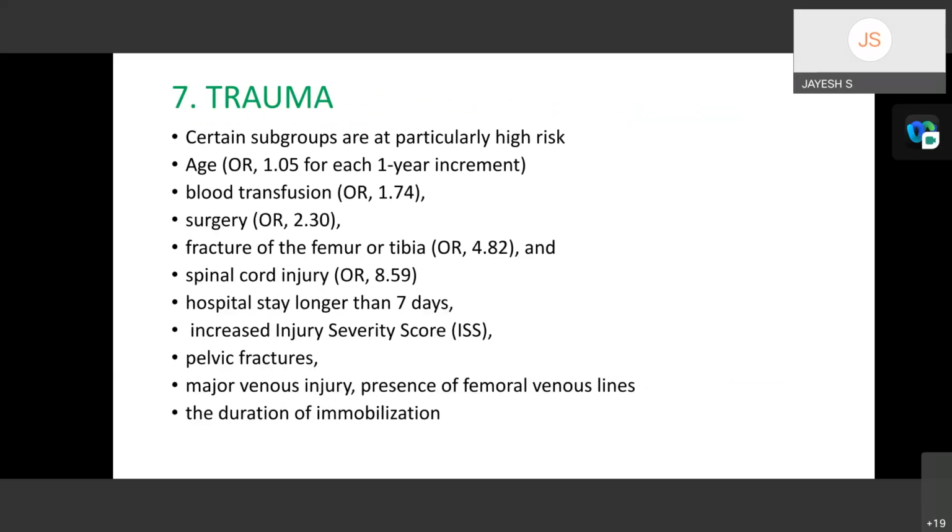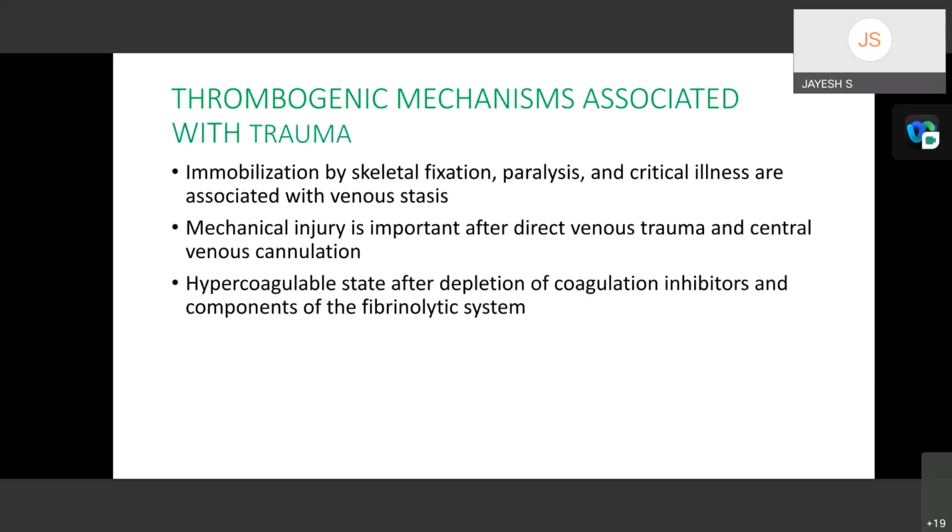Then trauma. In trauma, certain subgroups are at particularly high risk, including increased age, blood transfusion, surgery, fracture of femur or tibia, spinal cord injury, pelvic fractures, hospital stay longer than 7 days, increased ISS score, major venous injury, presence of femoral venous lines, and increased duration of immobilization.